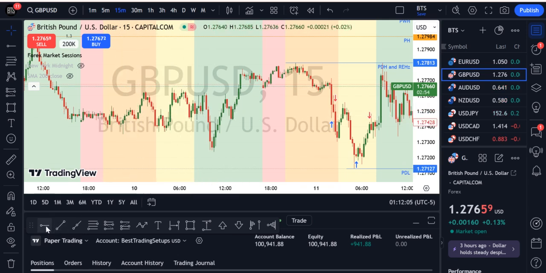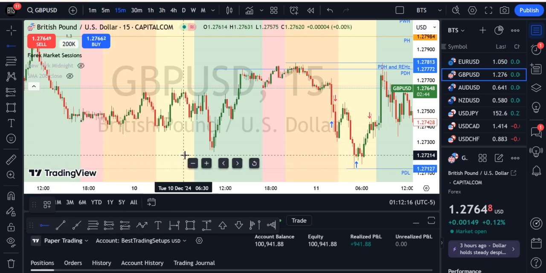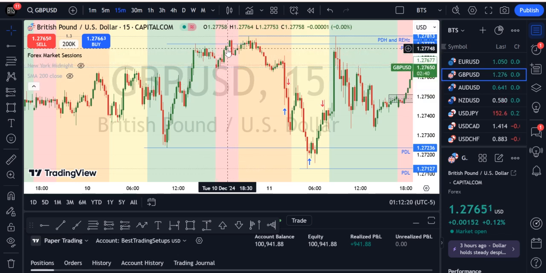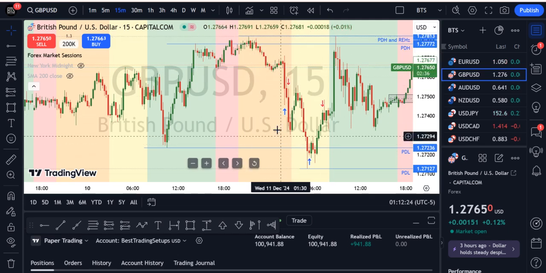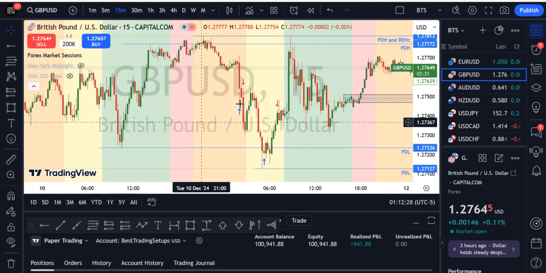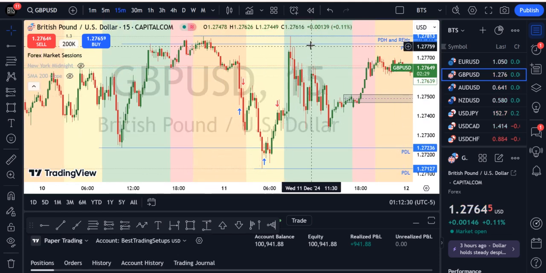Tuesday's trading day. Quickly, I want to highlight previous day high, previous day low. Now, as you can see, GBP came, we swept the high, sold off to the previous day low. From the previous day low, we went back up.